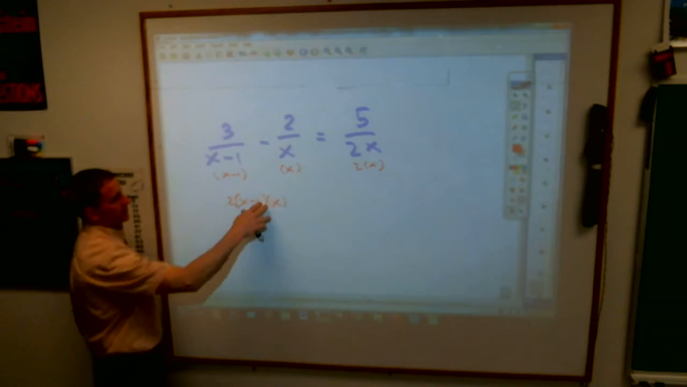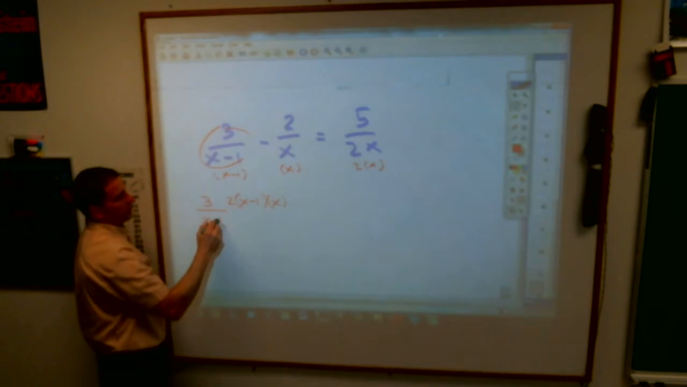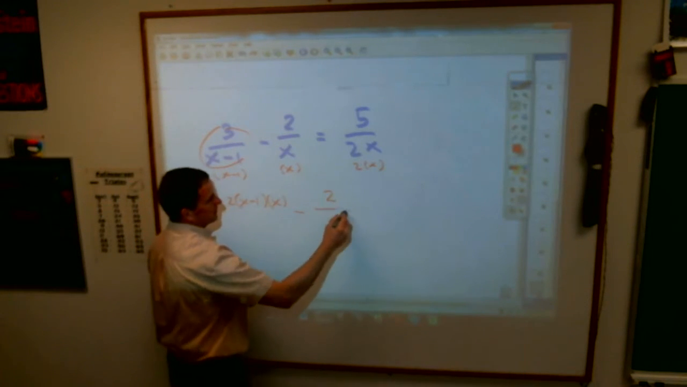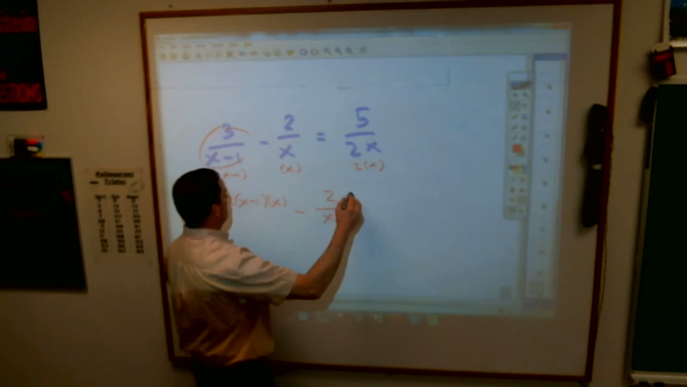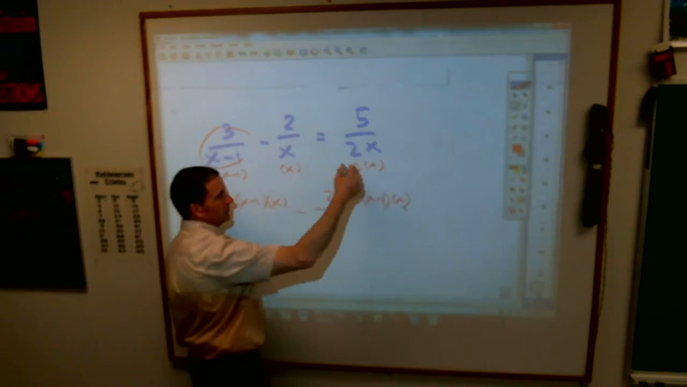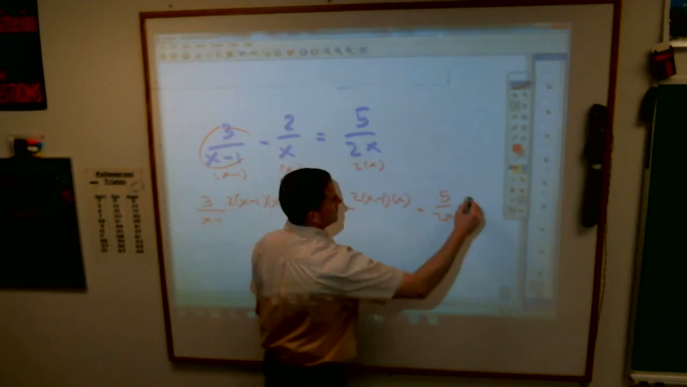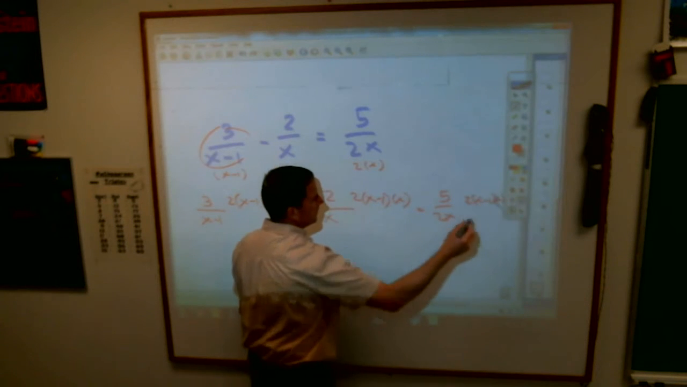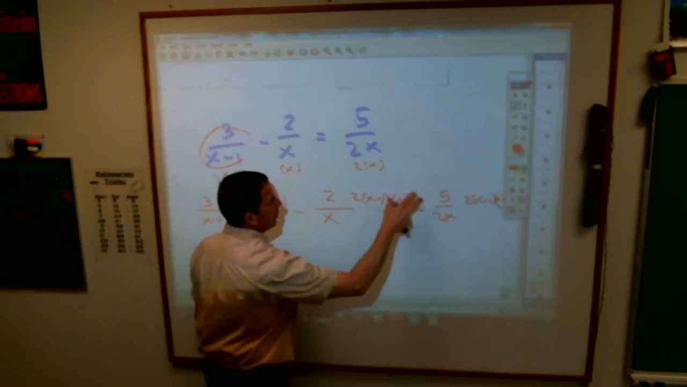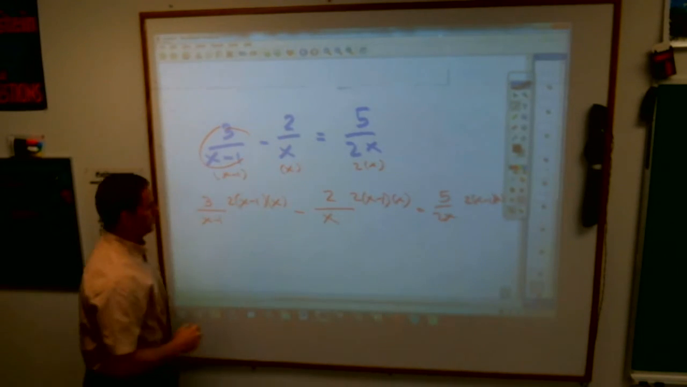So I'm going to rewrite this down here. 3 over x minus 1, we're going to multiply it times that. I'm going to do the same thing with the second term: 2 times 2 over x minus 1 times x. And I'm going to do the same thing with the equals part: 5 over 2x times 2 times x minus 1 times x. Are you with me? I just took the common denominator, multiplied it by all 3 of these terms, and then things just start to cancel out to a workable form.